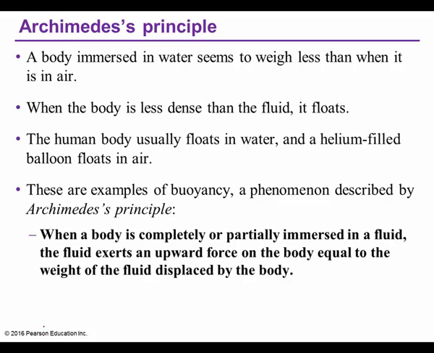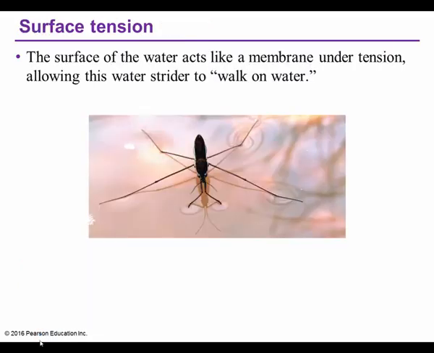All right, so when you look at these examples, these are examples of buoyancy, which was described by Archimedes in his Archimedes' principle. So when a body is completely or partially immersed in a fluid, the fluid exerts an upward force on the body equal to the weight of the fluid displaced by the body. Okay, very important that you understand that. That is Archimedes' principle and what we call buoyancy, all right? And it has to do with the weight of the fluid.